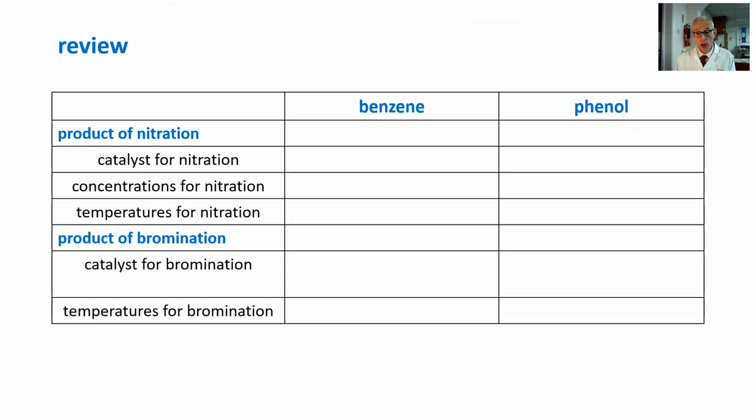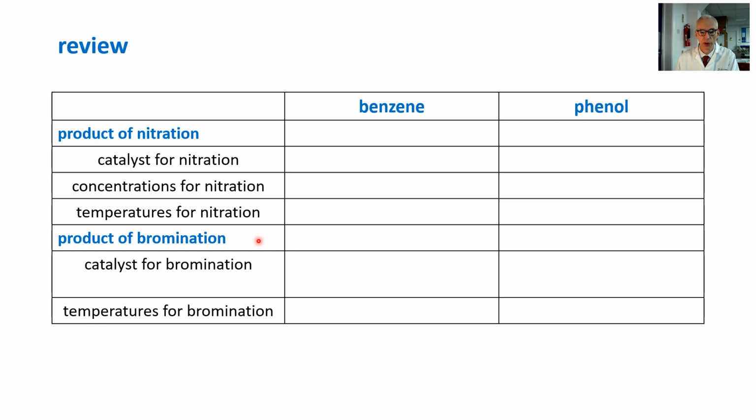A review of reactions, conditions, products, etc. would be useful at this moment. So what I've got here is a table. I suggest you try and fill it in, first of all, from recall. What do you remember about the product of nitration of benzene and of phenol? What is the catalyst for that nitration in both cases? What are the concentrations of reactants? What are the temperatures for a successful reaction for benzene and for phenol?